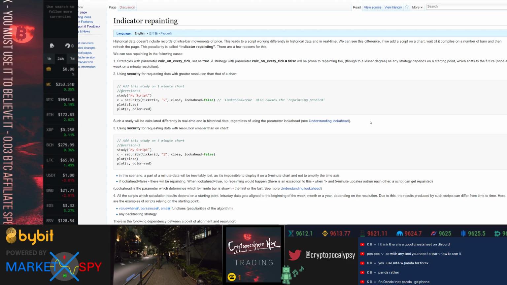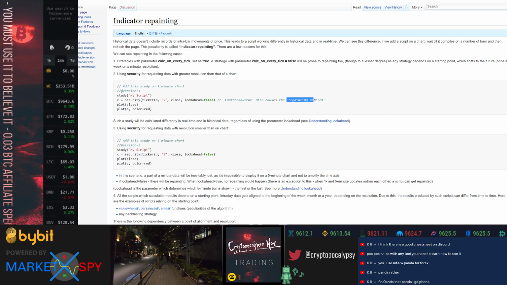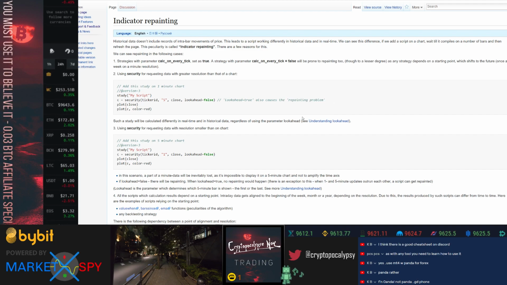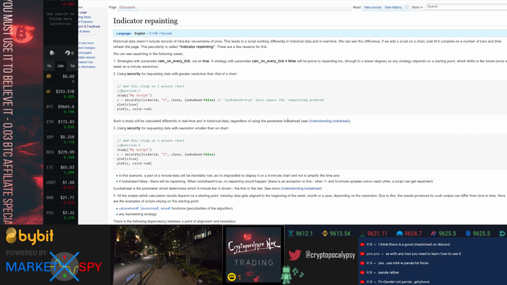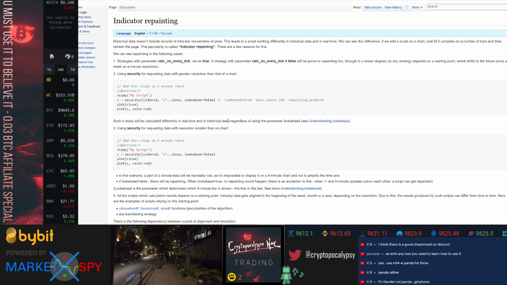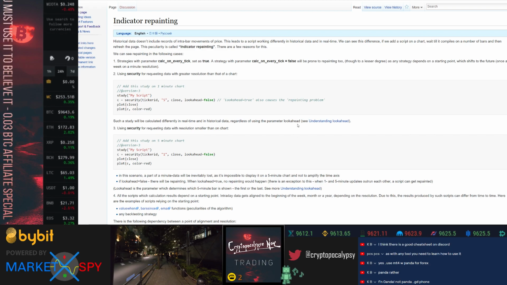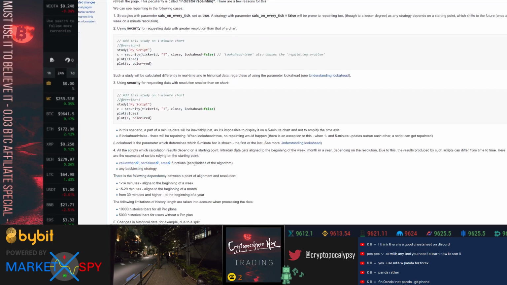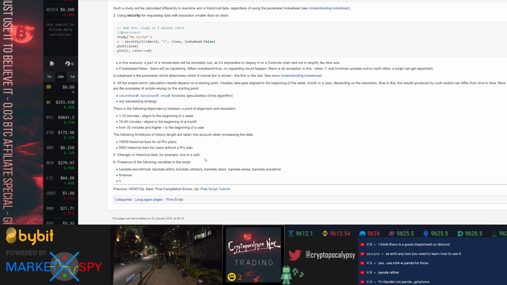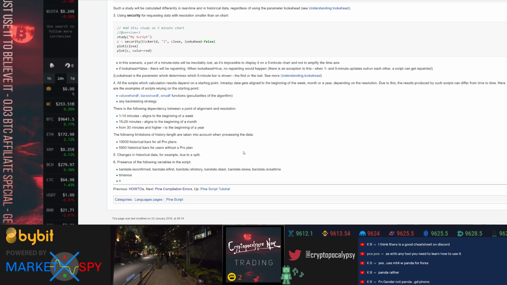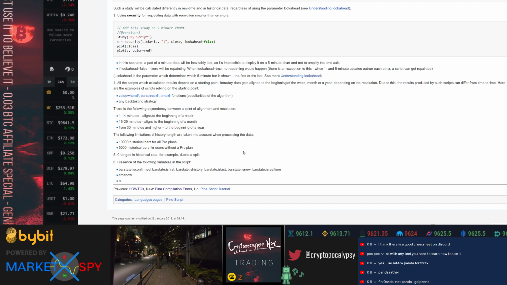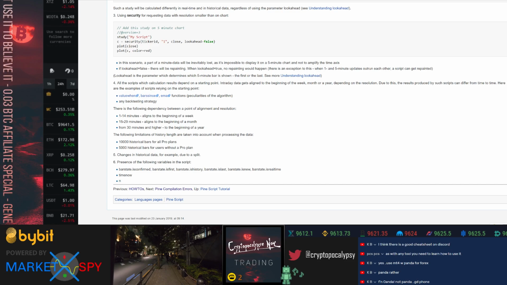I really dislike this word, and TradingView here, they're putting it in little quotes over here saying the repainting problem. It's not a problem. A study is calculated differently in real time and in historical data, regardless of using the parameter look ahead, which means that, look, as long as the historical data is not altered, there's no repainting. Historical data can be altered if you have some indicators.